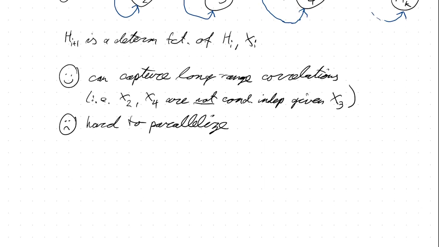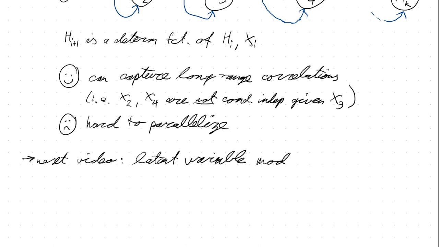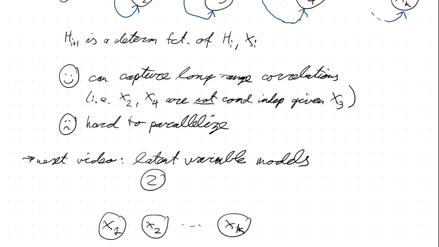So in the next lecture, we will learn a method that fixes this. In the next video, you will learn about a method that uses what's called latent variable models, which have a structure that looks like this. You have your symbols, x1, x2, and so on, till xk. They don't depend on each other in a chain, but instead they all depend on one higher-ranked random variable, which is not part of the message.